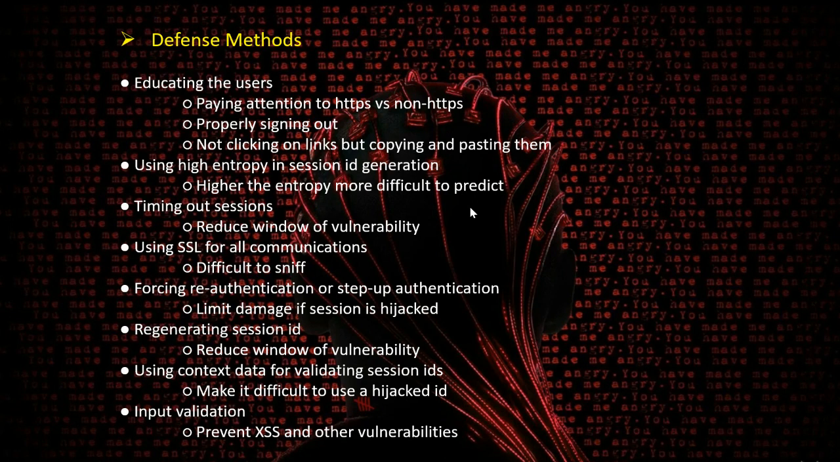The other important thing is to always use trusted channels where SSL or TLS communication is enabled, mainly HTTPS websites. Other important things include forcing re-authentication, setting up authentication and regeneration of the session IDs, using context data for validating the session IDs, and input validation. This is mainly for cross-site scripting, which we explained in the previous example. Even today in our applications, input validation is still lacking in most places. Users can try to bypass the input and take over the backend session.